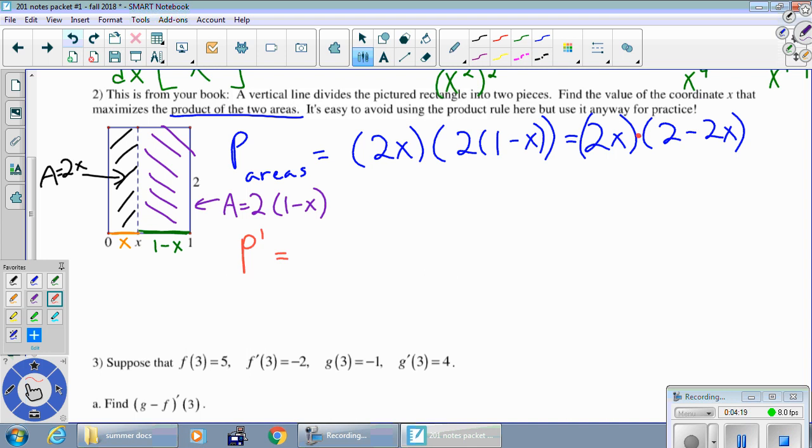There's an implied multiplication right there. So our product rule says first, so we copy that one, times the derivative of the second. The derivative of 2 minus 2x is just negative 2.